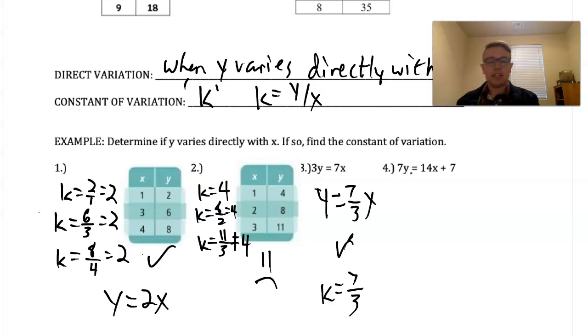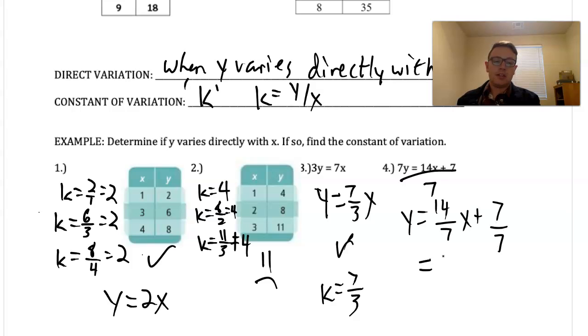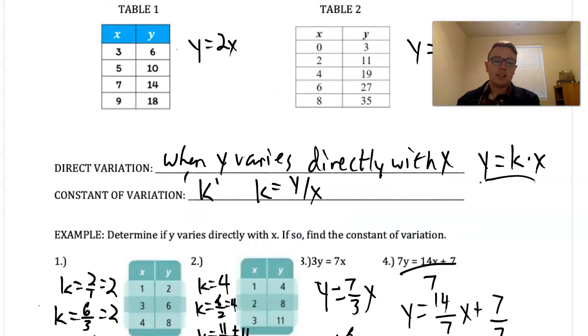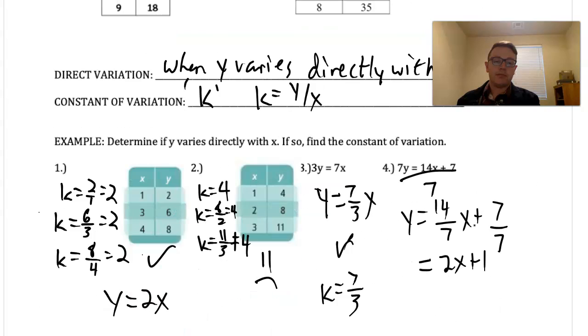Okay. What about this one? We need to get y by itself, so we're going to divide everything by 7. This becomes y is equal to 14 over 7x plus 7 over 7, or this becomes 2x plus 1. Does this look like that form? It does not. We have the little annoying bit on the outside. So this is not direct variation.